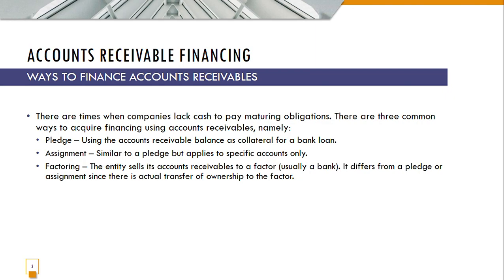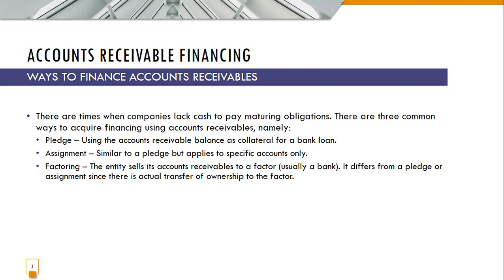Sometimes companies will have less cash or don't have the cash to pay maturing obligations, so sometimes they have to acquire financing. You can do that with accounts receivable by using it as collateral. This is called a pledge. So you use the accounts receivable balance as collateral to get a bank loan. You can also use it in an assignment contract. So what's an assignment? It's similar to a pledge, but it applies to specific accounts only.